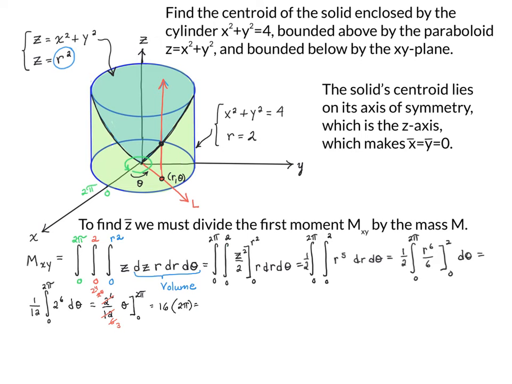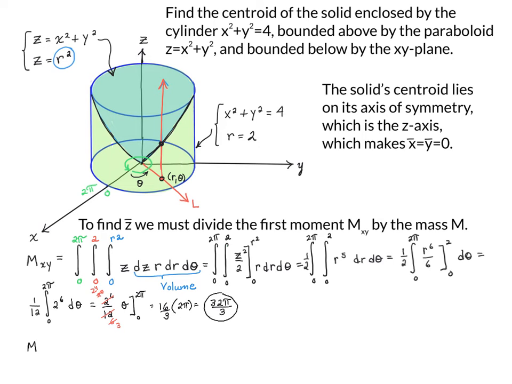And we have a 3 in the denominator. Let's not forget that. And so this works out to be 32 pi over 3. I'm going to circle this. This is sort of an intermediate solution. This is giving us our moment, because now we need to find our mass.